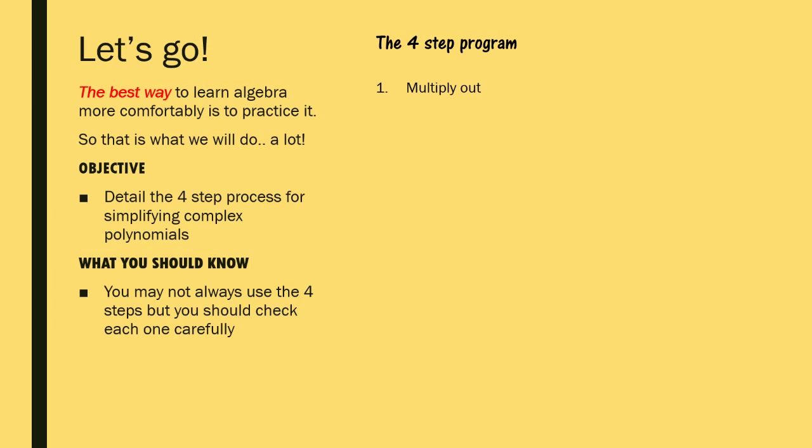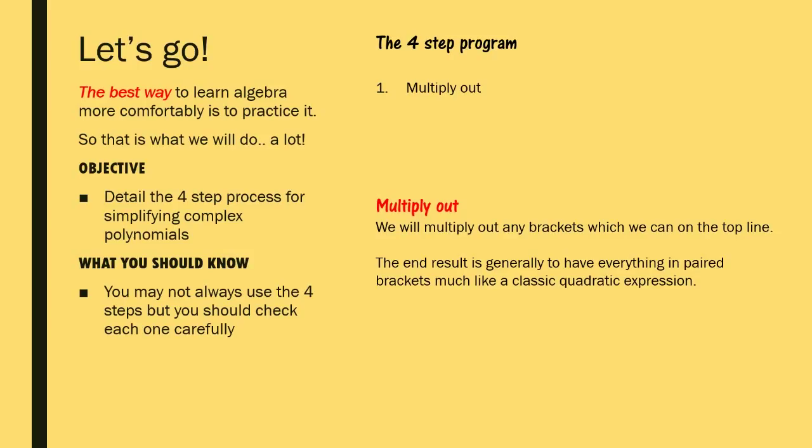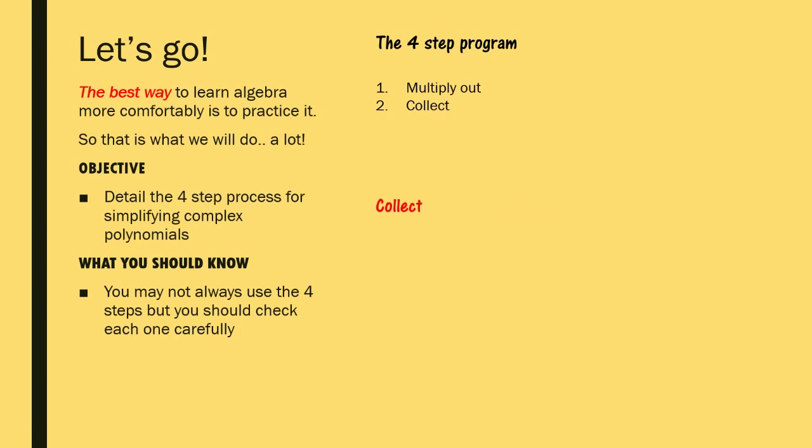You're going to multiply out terms on the top line. So, multiply out any brackets they've got on the top line. The end result, at the end of the problem, is usually to have everything in paired brackets, much like a quadratic expression. So x squared plus 3x plus 2 becomes (x plus 1)(x plus 2), and vice versa. That's from the second unit, C1.1.2, if you're not sure how to do that. So we're going to multiply out brackets so that we get the x squared plus 3x plus 2 bit at the start, and multiply them out as we go along.